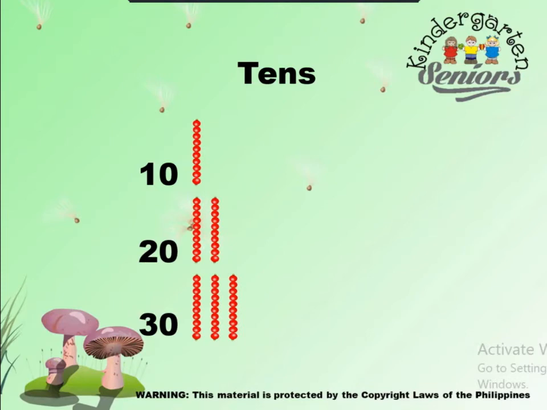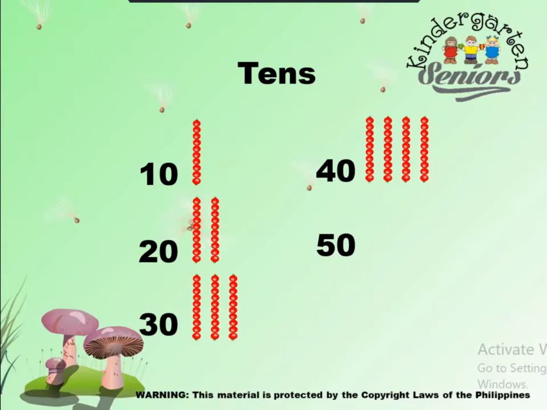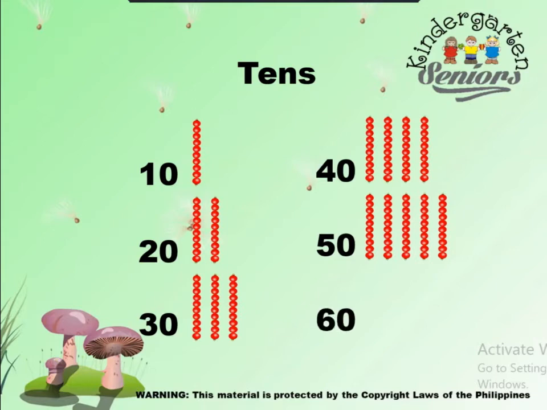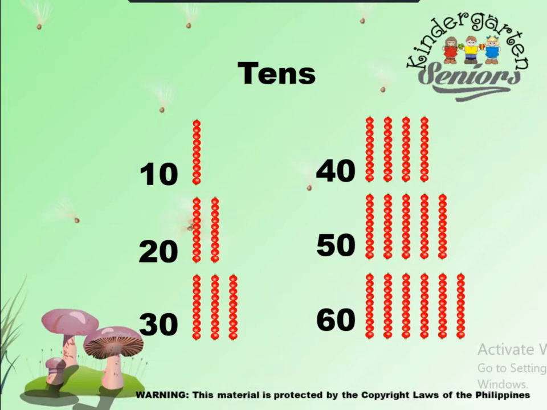Count with Teacher Marcel. Then we have 40. 10, 20, 30, 40. Then 50. 10, 20, 30, 40, 50. Next, 60. 10, 20, 30, 40, 50, 60. All right. So we have 10s here. 10, 20, 30, 40, 50, 60.